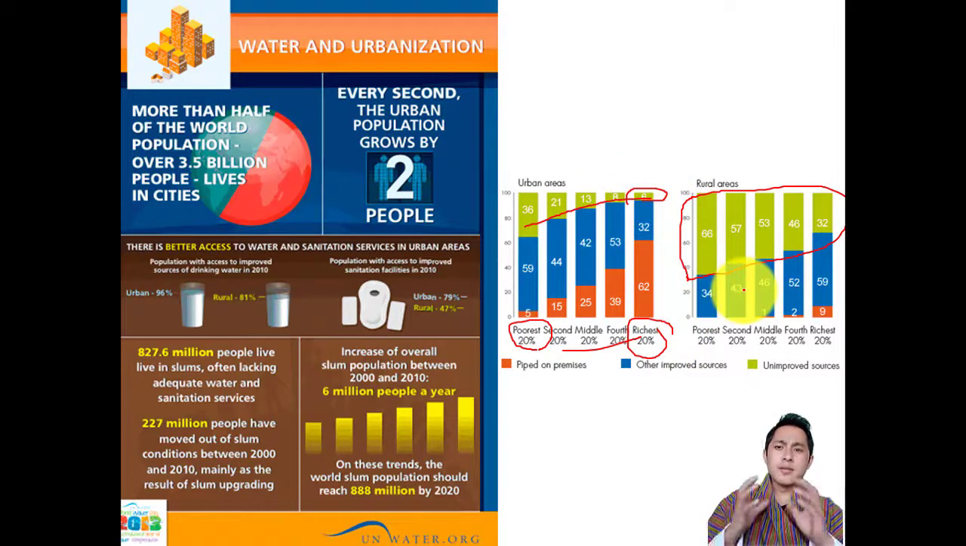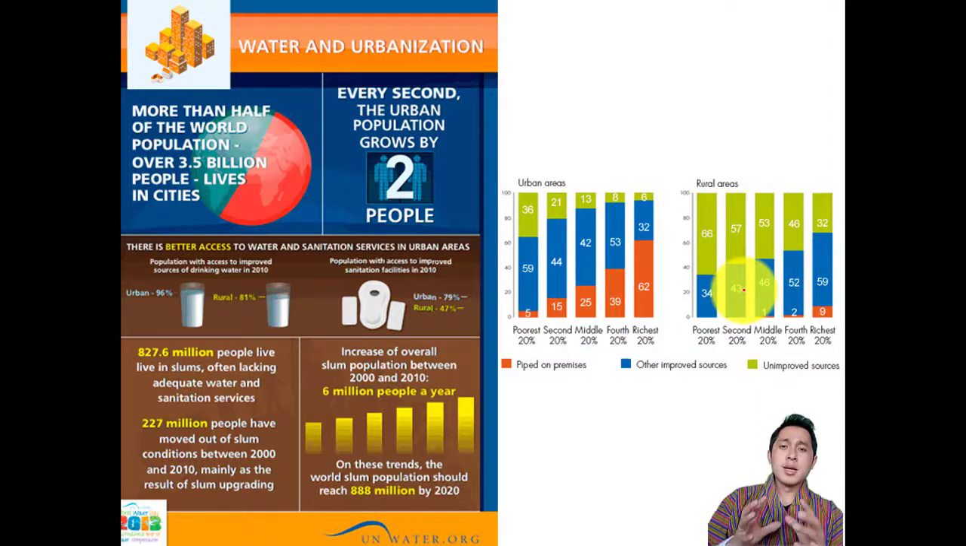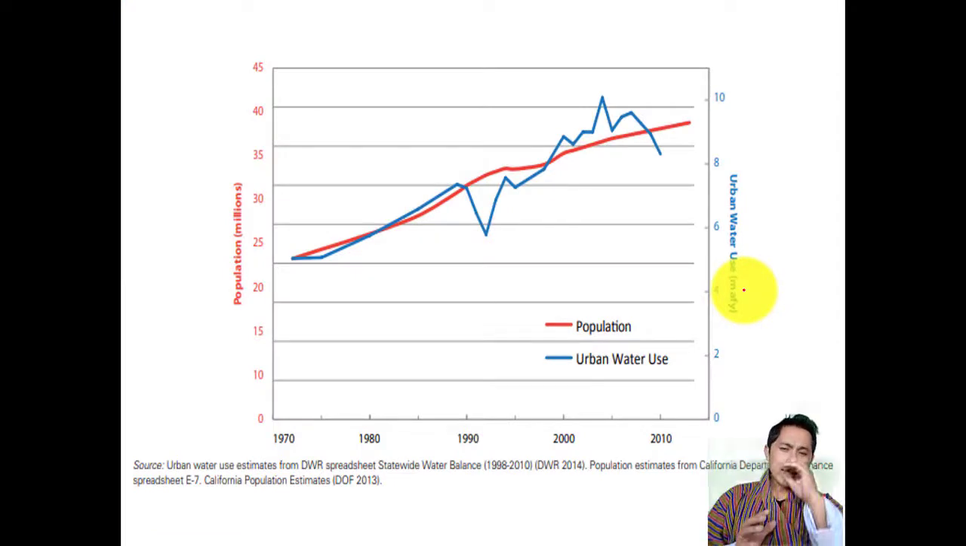So we can definitely make out from here that water use is more in urban areas as compared to rural areas. And all the sources are more improved in urban areas compared to rural areas. Generally, the increase in population in urban areas is causing an increase in urban water use.